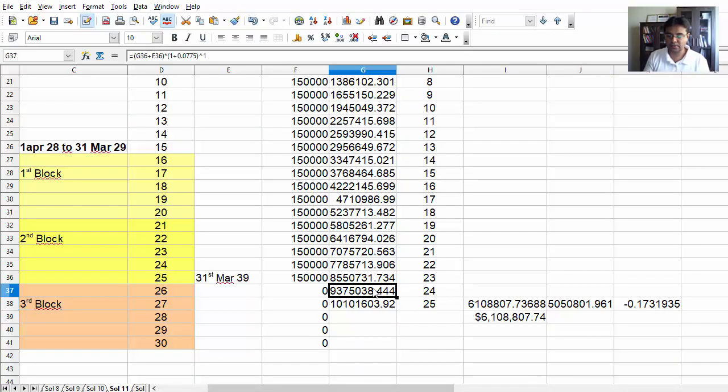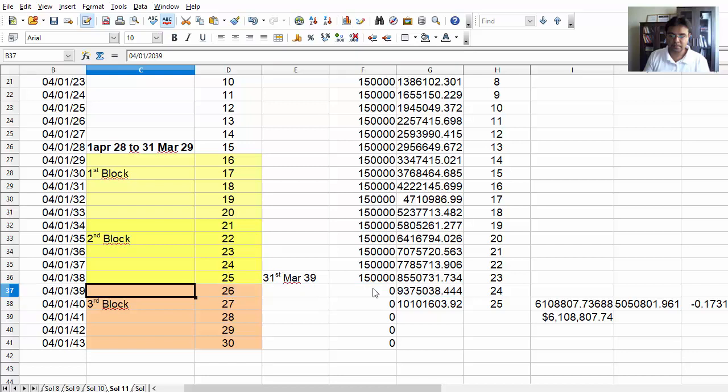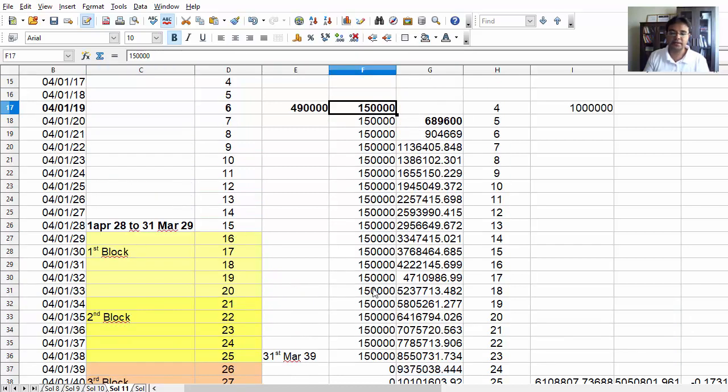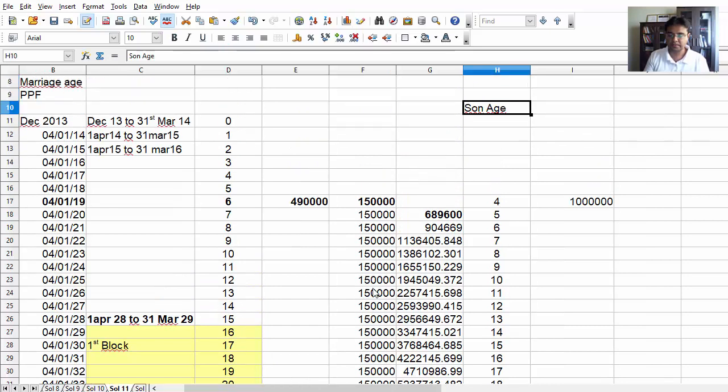Okay, so this is somewhat critical part of what we have done, at this line. Because remember, the PPF interest is always credited at the end of the year or the beginning of the next year. So this is how we have done for the Mark, and in the same way you have to do it for Stephanie also, same approach. Now, if I go with Stephanie, the age is 1. So I'll put here, this is the son age.